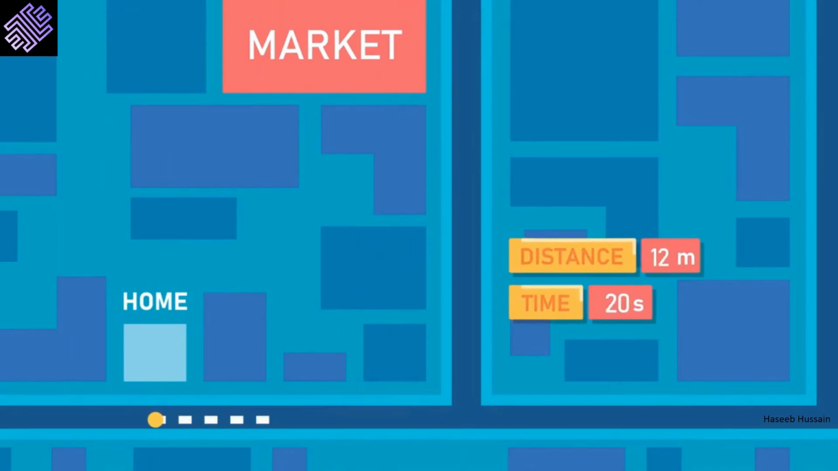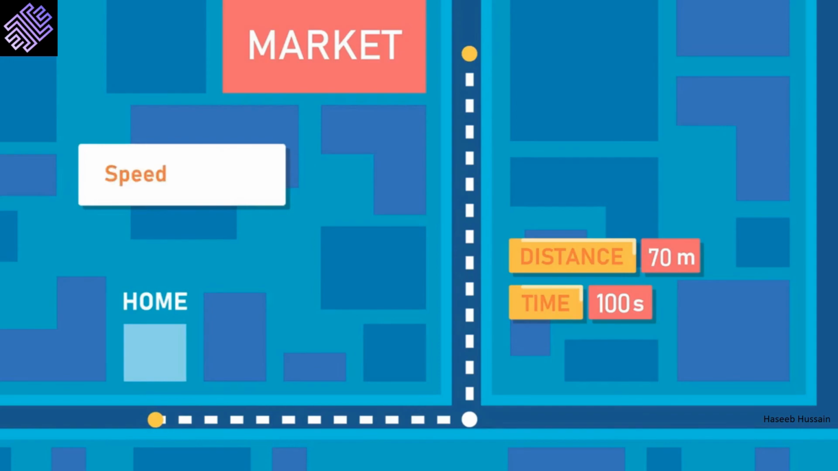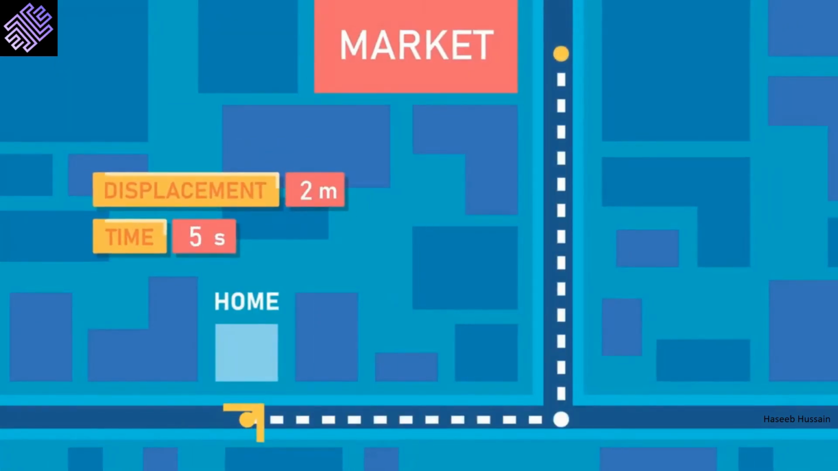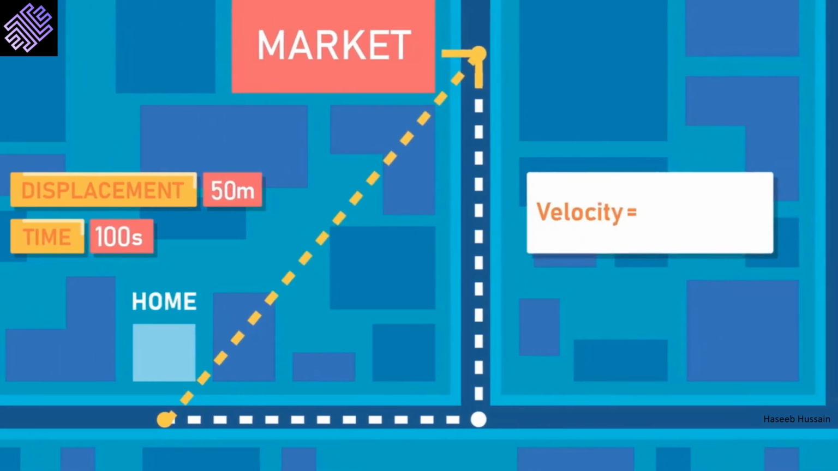Say the distance traveled was 70 meters in 100 seconds in our previous example. Speed refers to rate of change of distance. The equation can be written as speed equals distance divided by time, which would give us 0.7 meters per second. Velocity, on the other hand, is the rate of change of displacement. In this case, the displacement is 50 meters covered in 100 seconds. Velocity is calculated by dividing displacement over time. In our example, this would yield 0.5 meters per second northeast. Don't forget to write the direction as velocity is a vector quantity.